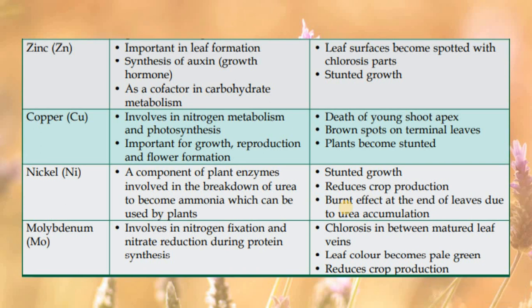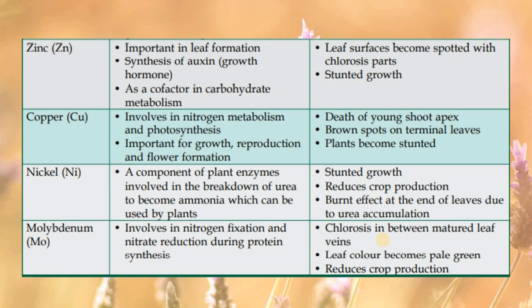Molybdenum, the last one. Molybdenum is involved in nitrogen fixation and nitrate reduction during protein synthesis. Effect of deficiency: chlorosis in between mature leaf veins, leaf color becomes pale green, and reduced crop production.